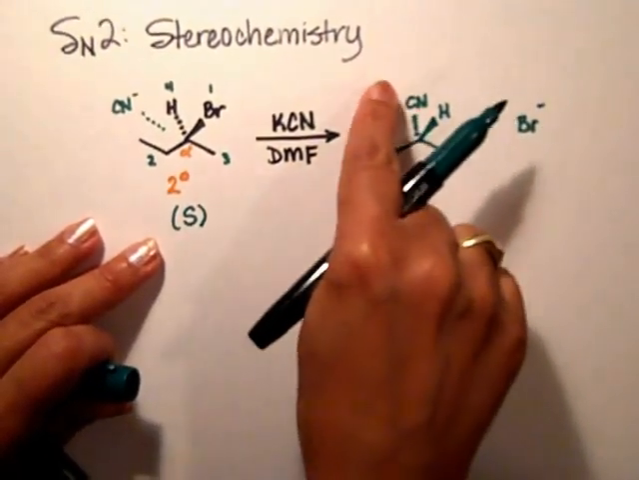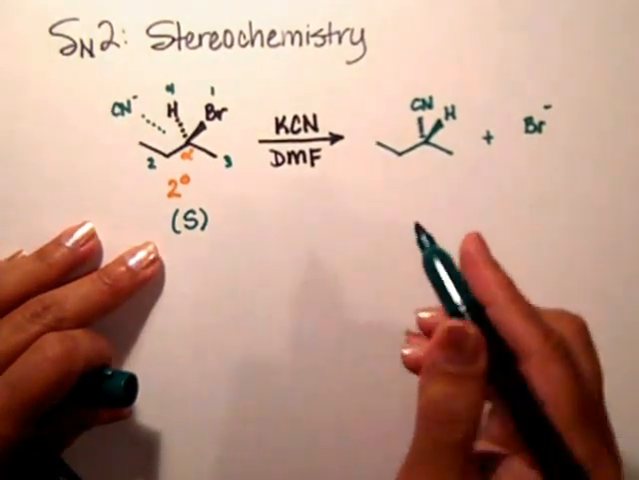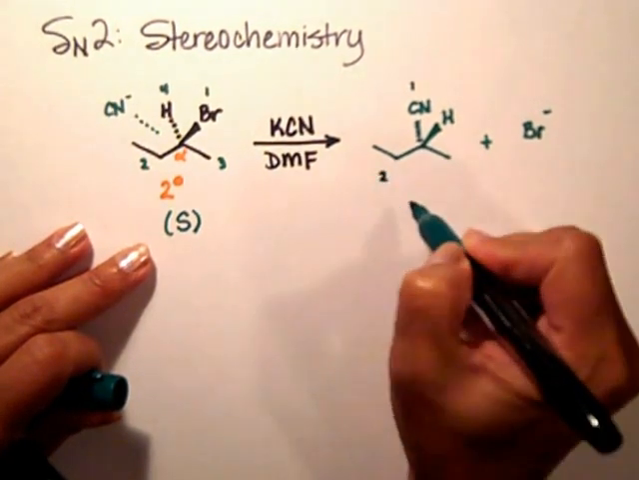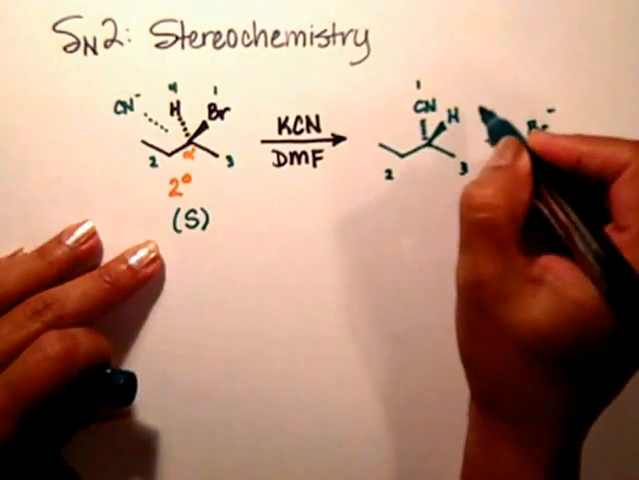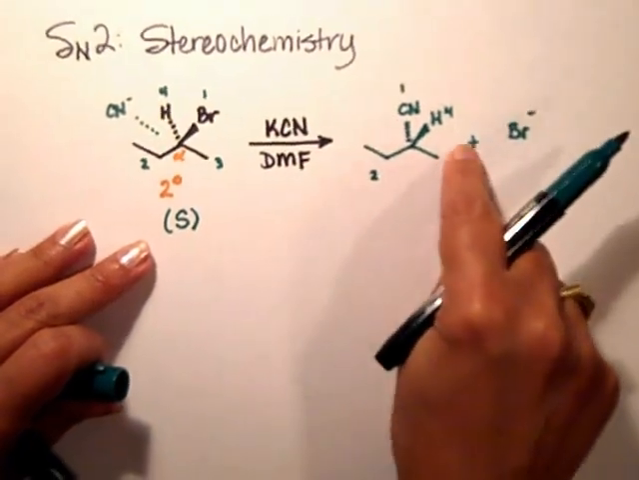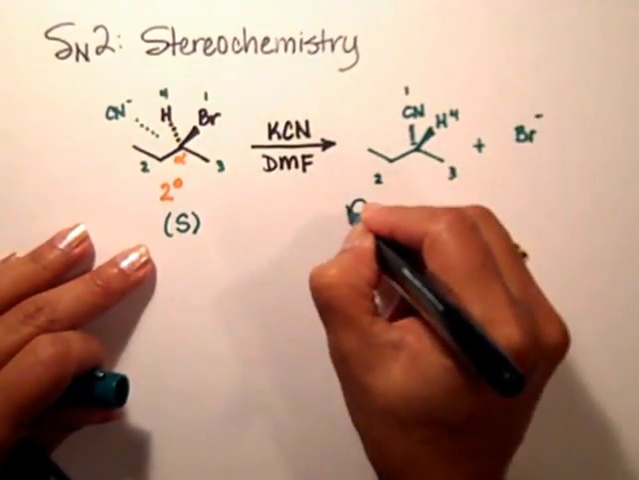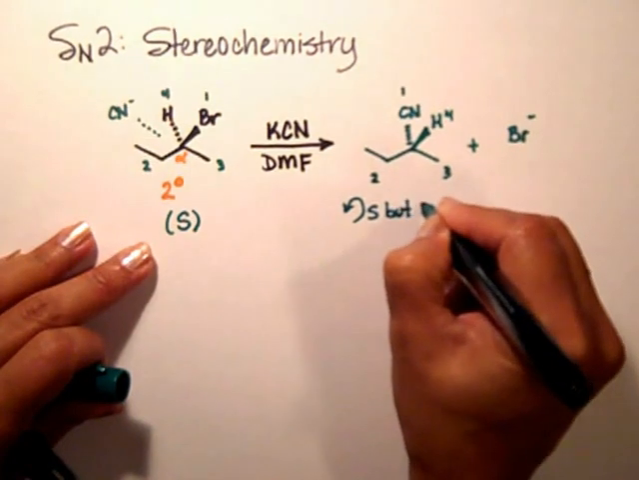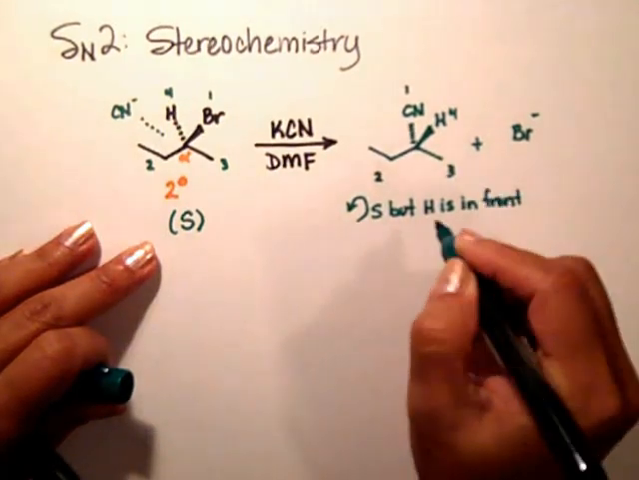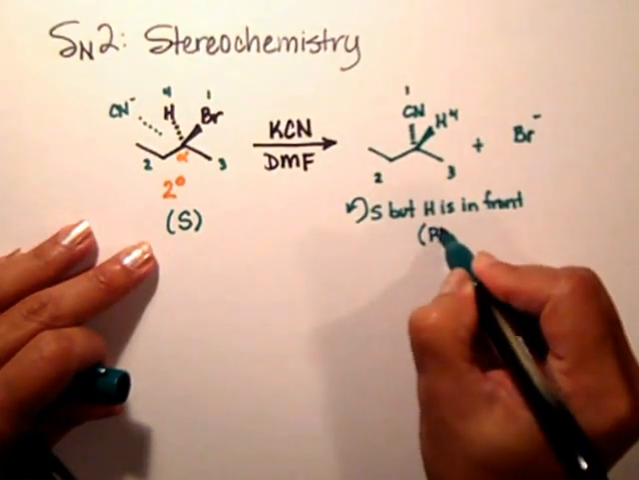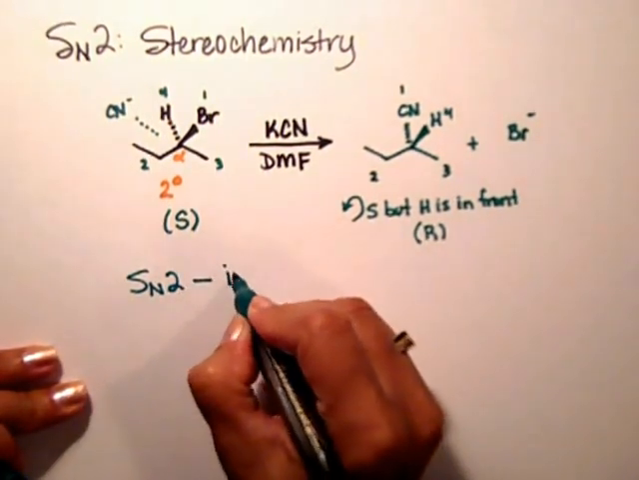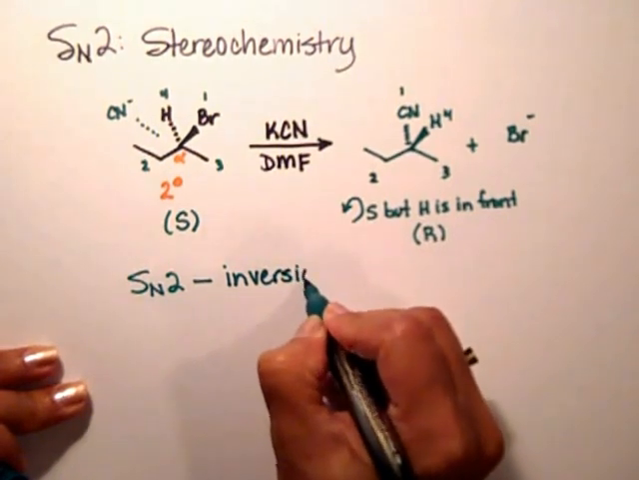When we did the substitution, the cyanide came from the back. So when we assign importance, carbon-nitrogen is more important than carbon-carbon. The methyl is still number 3. The hydrogen came to the front, so now we have to be very careful in here. So 1, 2, 3, we are going S, but the hydrogen is in the front. So the stereochemistry of the carbon is the opposite of S. It's R. So when you do an SN2 reaction, we're going to get 100% inversion of configuration.